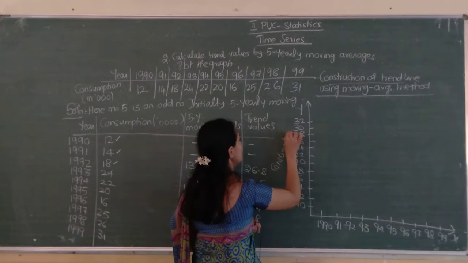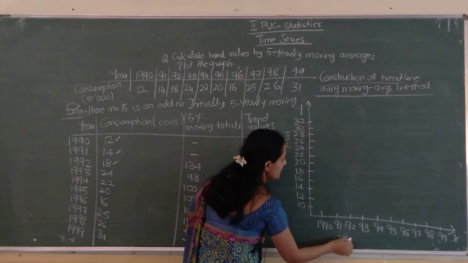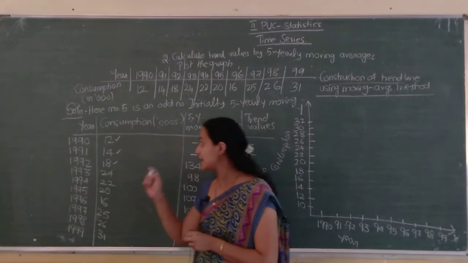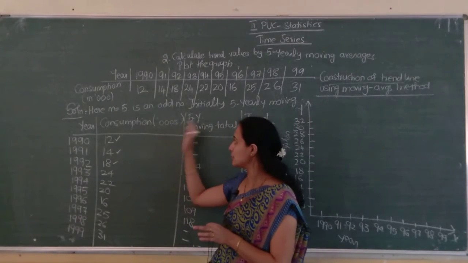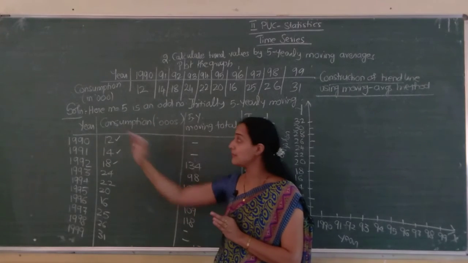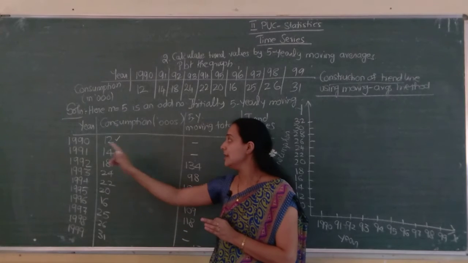So here it comes consumption. Consumption in thousands you can write here, and year. First draw the histogram. Histogram means actual time series data. Don't go to trend values here, just year and consumption. We just have to draw the graph of year and consumption.